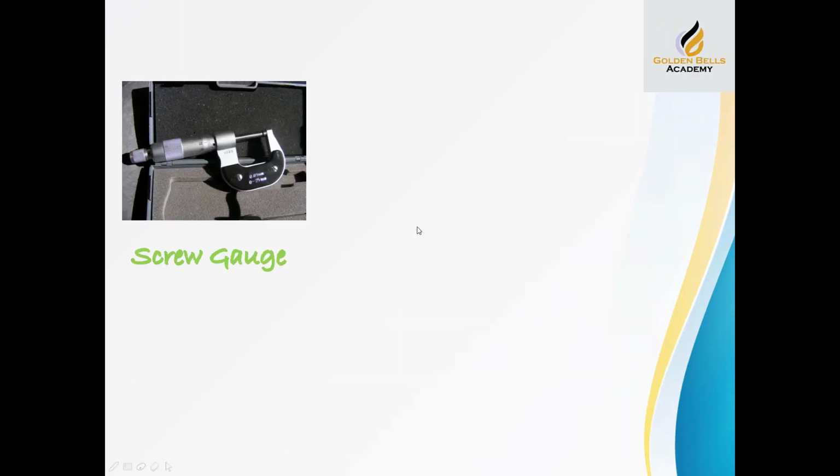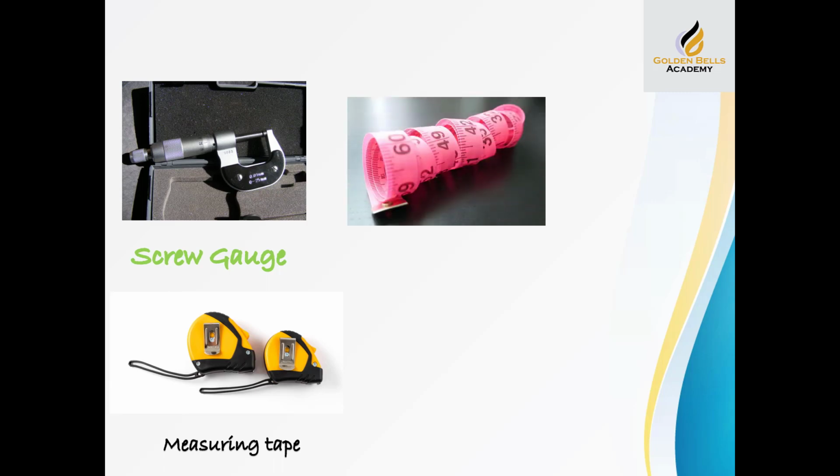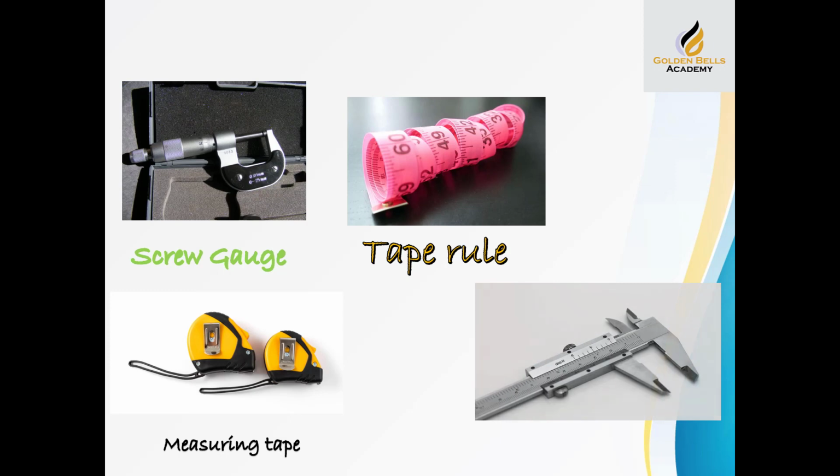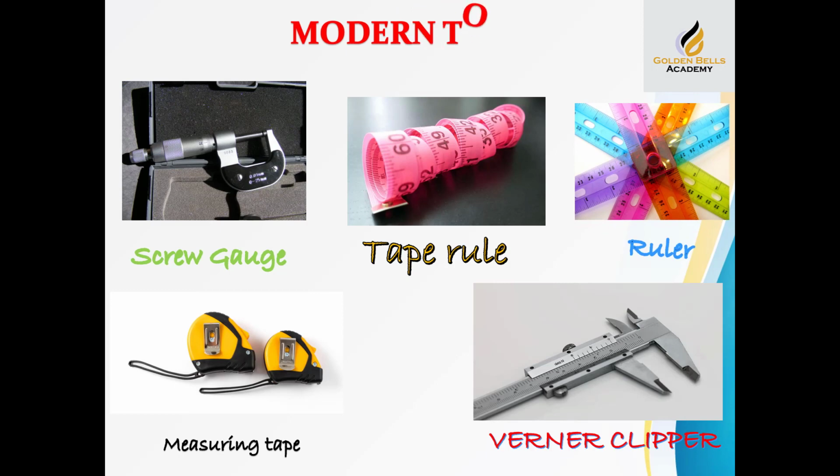Now, who can guess what this is? Screw gauge, yes. We also use it to measure length. We have measuring tape. Measuring tape is used to measure length. We have your tape rule. Tape rule is used to measure length. Then we have vernier calipers. Vernier calipers are used to measure length. Then we have your ruler. Ruler is used to measure length. These are all modern tools for measuring length. Okay, good.